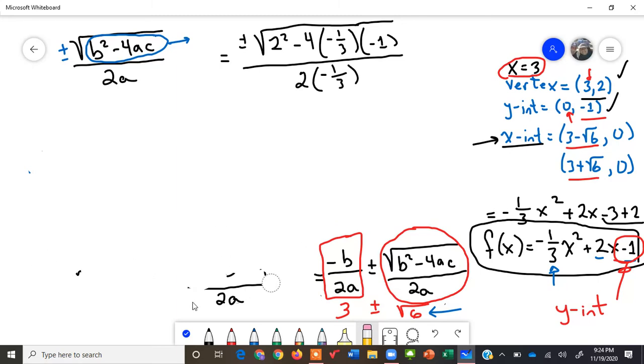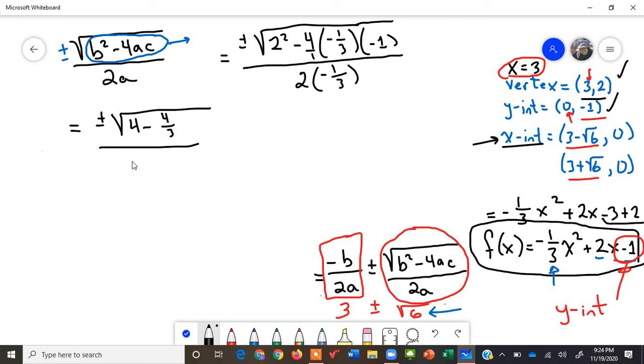First I will do it using all the rules of roots, and then we'll see how we could do it just using the calculator. So we have plus or minus the square root of 4 minus negative times negative times negative, minus 4/3, all over negative 2/3. Because of this plus or minus piece, I'm not going to worry about signs.